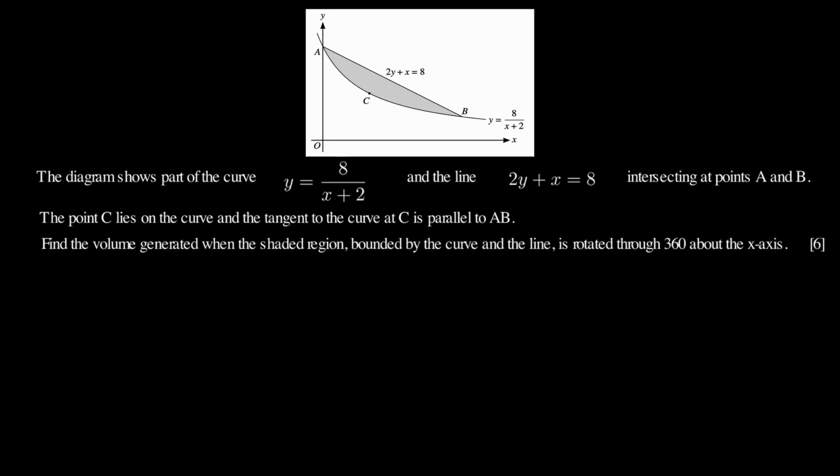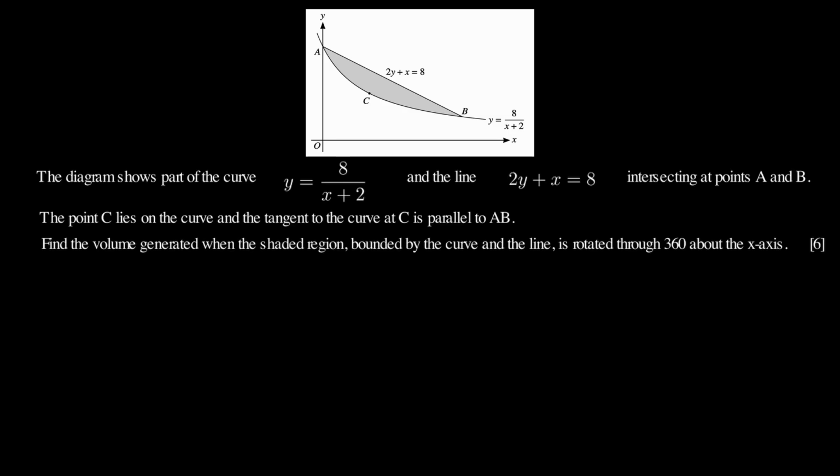The second thing is that the volume generated by the shaded region, we cannot directly find by using the formula. One thing that we can do is find the volume generated underneath the line AB first, and then find the generated volume underneath the curve between A and B, and then subtract those two volumes in order to find the volume of the shaded region.